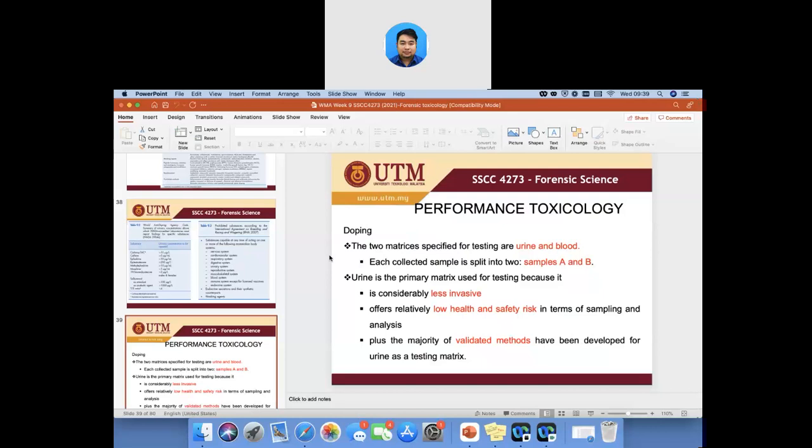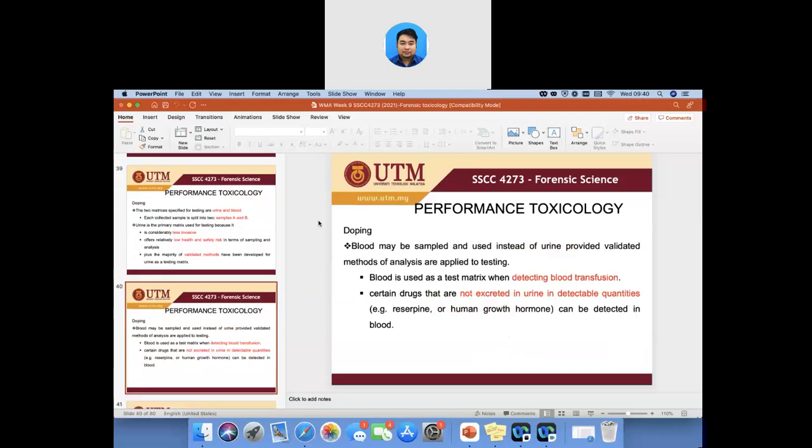So urine is the primary matrix used for testing. If you have a choice of having urine or blood, then you would choose urine first, and then if there are some special cases you would need to use blood. But initially, the primary specimen is going to be urine. Why urine? Because urine is considerably less invasive. It offers relatively low health and safety risks in terms of sampling and analysis, because for blood you need to use a needle. Plus, the majority of the methods have been validated for urine as a matrix.